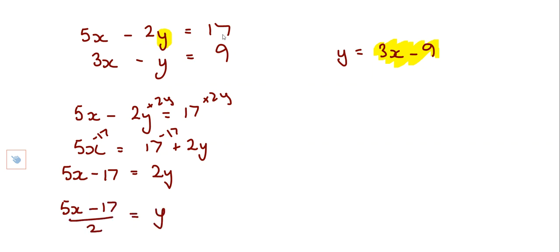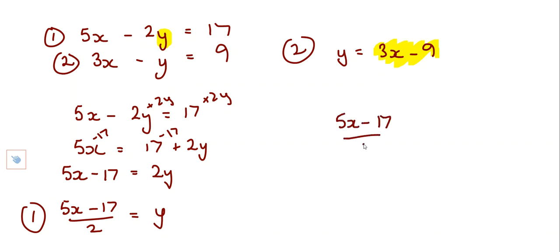Now, equation 1 is looking like that. Equation 2 is looking like that. Can I do equating the two sides? Yes. And what would I write? 5x minus 17 divided by 2 equals 3x minus 9. And to make it easier, you can just times 2. Great. So now at this stage, I have to solve for x. So I times by 2 on both sides.